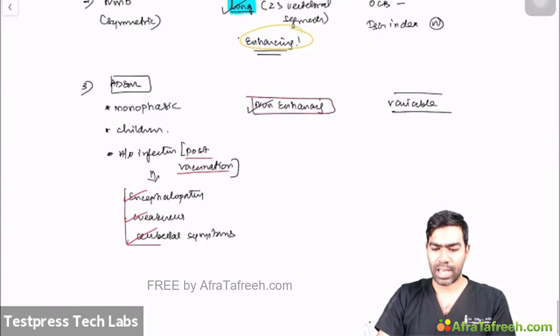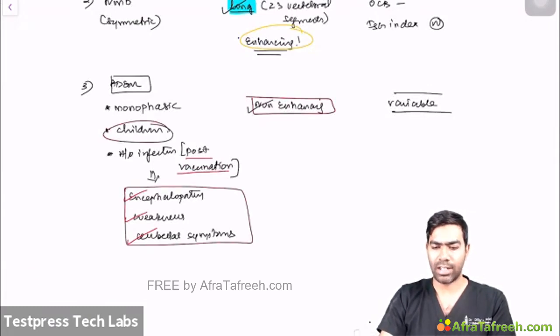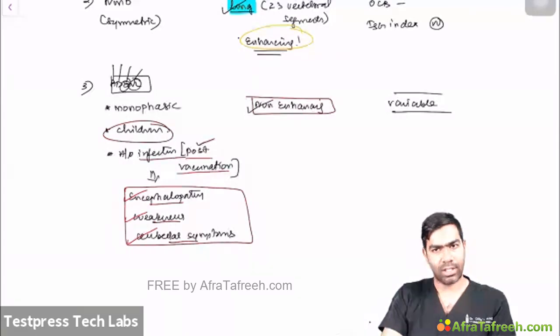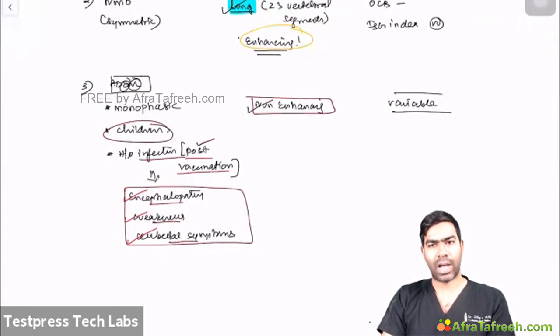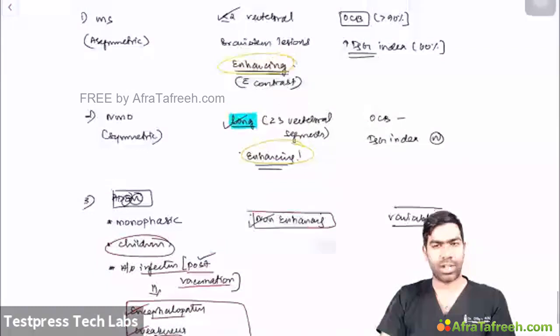At the same time, this characteristic presentation of a child after an infection or after a vaccination coming with encephalopathy, weakness, and cerebellar symptoms. So that's why it's called acute disseminated encephalomyelitis. That's why they have encephalitis, they have myelopathy in the form of weakness, and at the same time, it's a white matter problem only. So ADEM is there. We'll be discussing more about ADEM in some time. So these are the 3 important differential diagnoses that you have to make in exam.